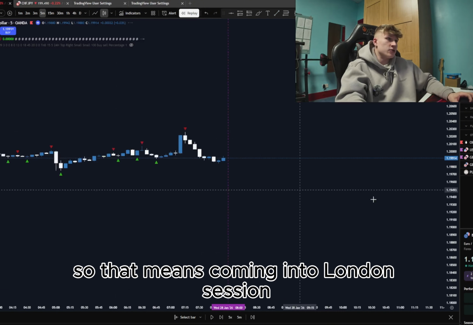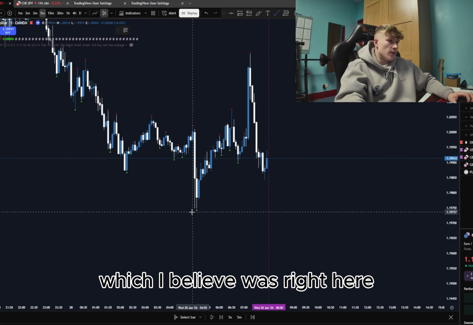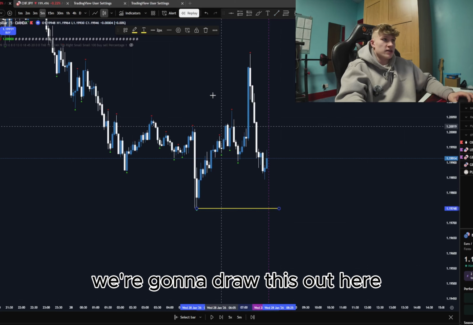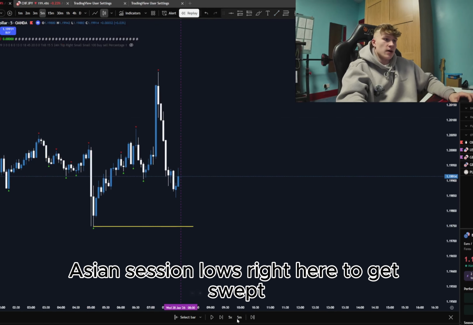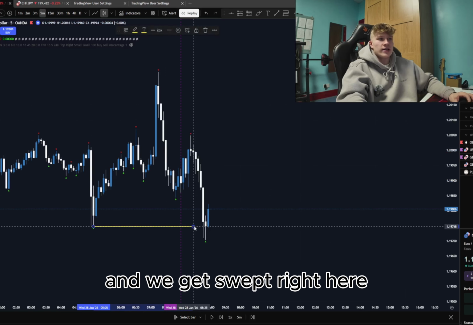So that means coming into London session, we're waiting for Asian session lows, which I believe was right here. We're going to draw this out here, Asian session lows right here to get swept. And all that means is just for price to hit that level. I had an alert on this level and we get swept right here.